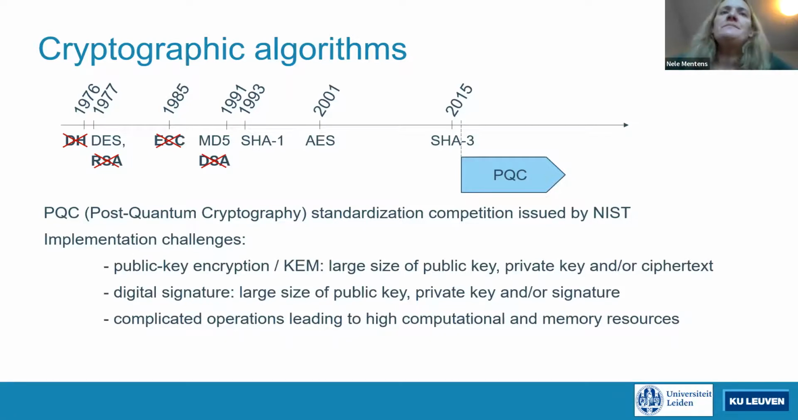Implementation challenges. Again, when we look at public key encryption or key encapsulation mechanisms, we need a very large size, and I will show that on the next slide. Very large size of the public key, the private key, and or the ciphertext, which means huge computations. For digital signatures, also large size of public key, private key, and or the signature, because that's what we generate here. And complicated operations, leading to high computational and memory resources. Complicated operations, again, modular arithmetic, code-based cryptography, etc.